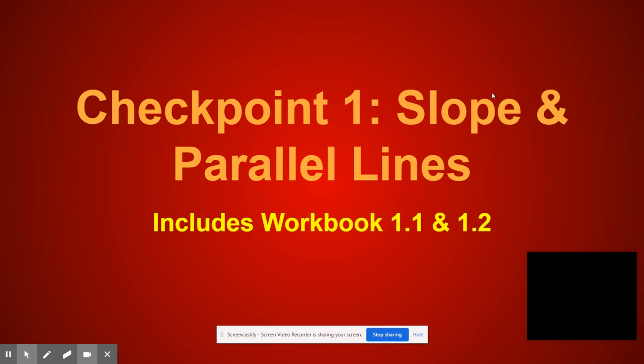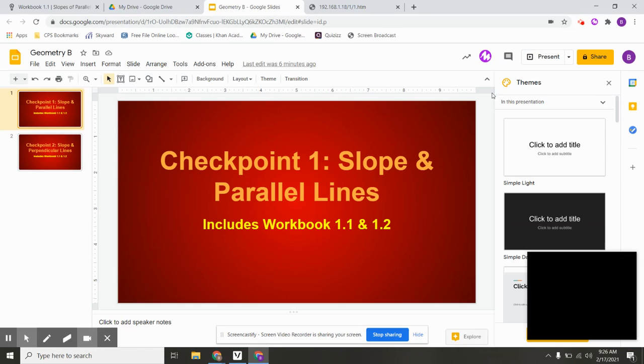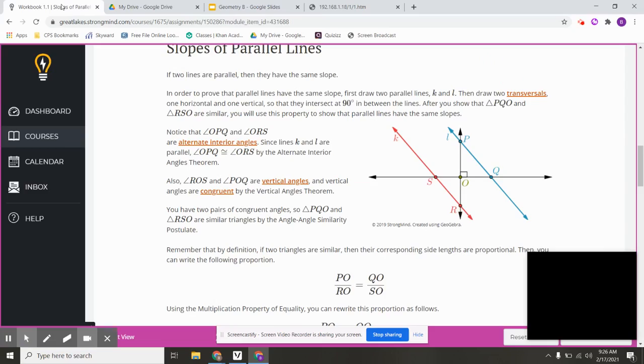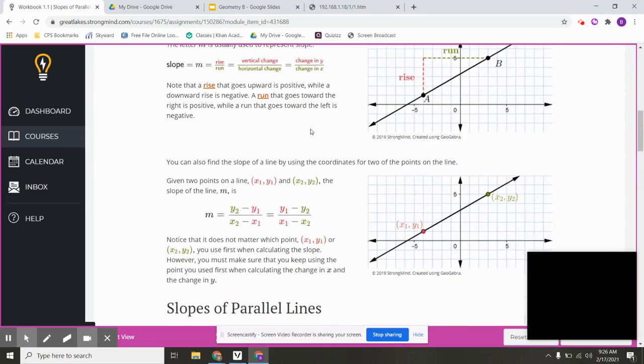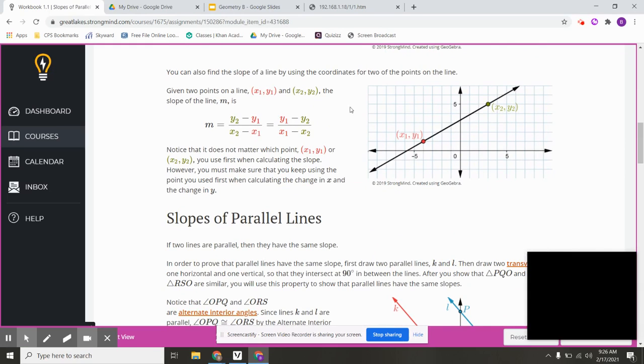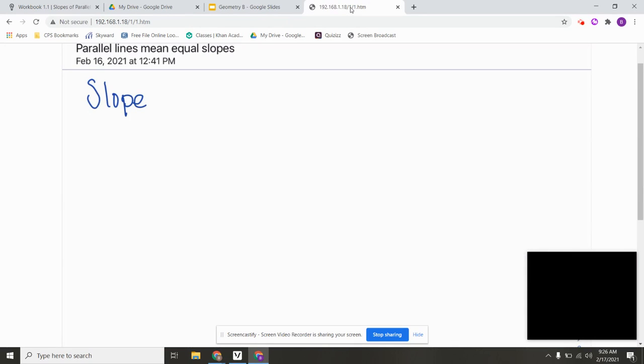This is the checkpoint 1. So it's the workbook 1.1, 1.2, and the checkpoint for checkpoint 1. So this is the unit. And the first starts talking about slope. So I'm just going to share some things about slope that you need to remember.